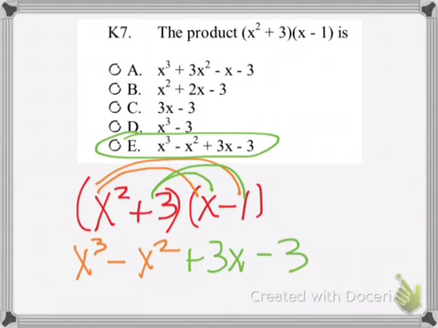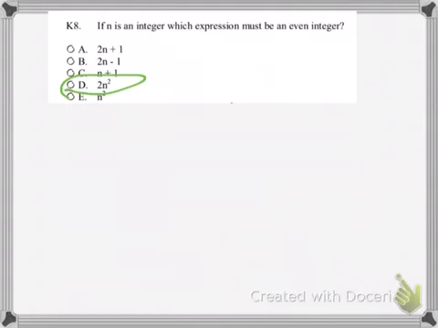Number 7, the product of x squared plus 3 times x minus 1 is, so again, we want to distribute when we multiply. So I use my orange lines to show distributing the x squared, and that gave me x to the third power minus x squared. Then I need to distribute my 3. I showed that with the green lines, 3x minus 3. So the answer is E, x cubed minus x squared plus 3x minus 3.